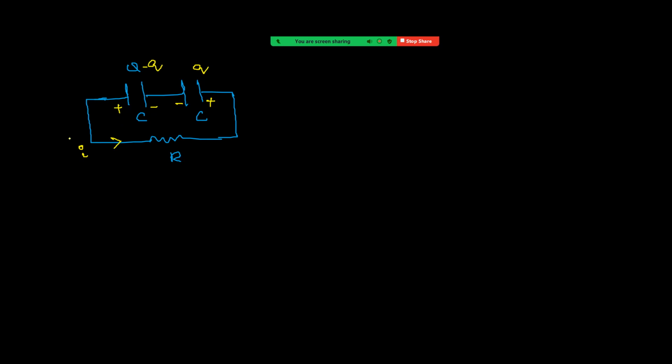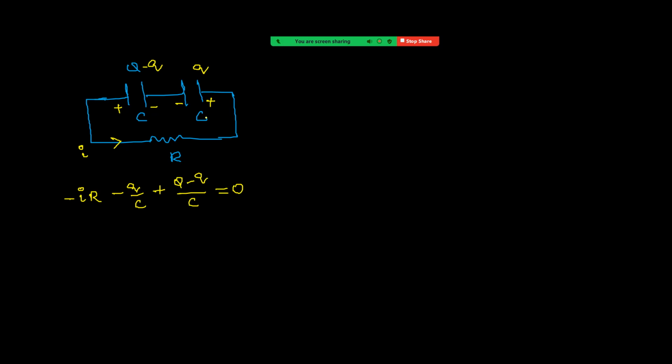Let us take now Kirchhoff's second law. Let us take it anti-clockwise. See what we got here: minus I into R, moving from high potential to low potential, minus IR. Next, high potential to low potential, minus q by C. Next, low potential to high potential, plus charge is Q minus q upon C. That is equal to 0.